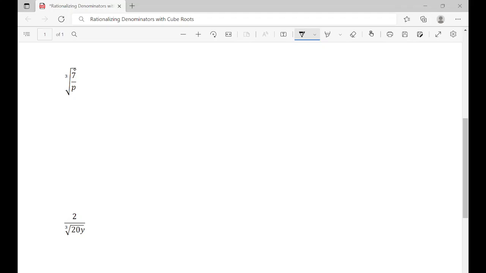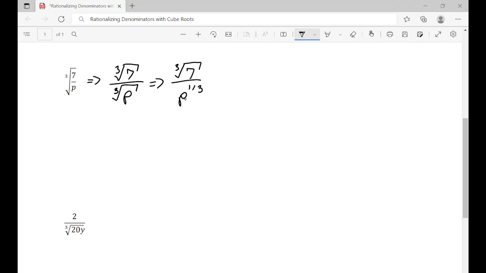Next, I have the cube root of 7 over p. I don't have a denominator just with a radical symbol on its own, so I'm going to separate these two as the cube root of 7 over the cube root of p. You don't need to do this, but I like to do it just because I can see it a little bit easier. I can rewrite p as p to the 1/3 instead of the cube root of p.